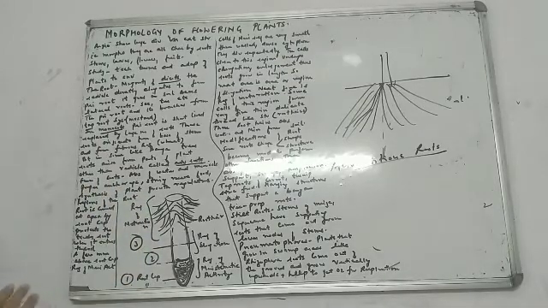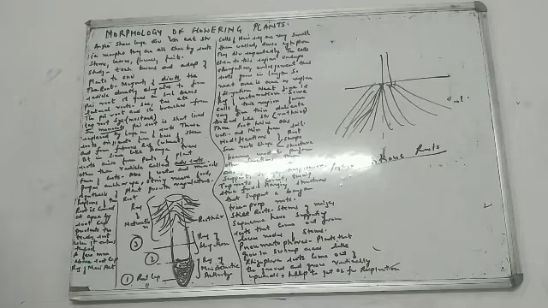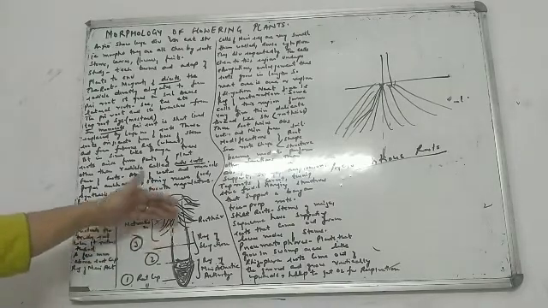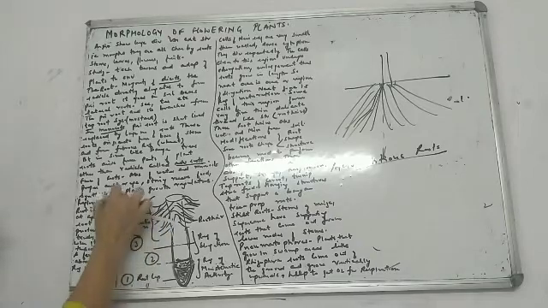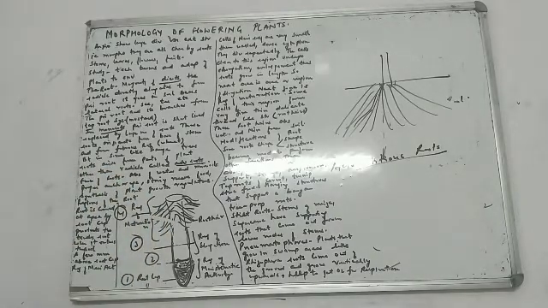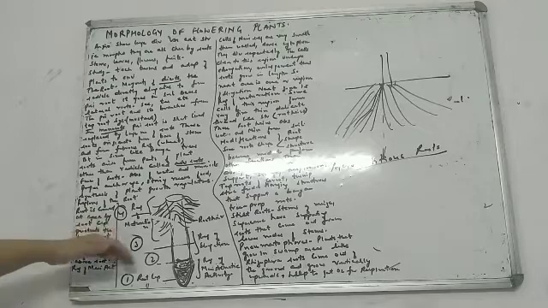Because in this area we have cells which elongate. Now just next to the region of elongation we have the fourth zone, which is known as region of maturation. What is it called? Region of maturation. This is just the next zone.